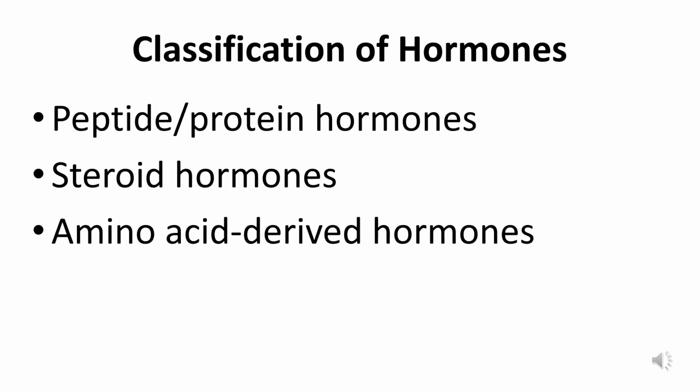Another major group is steroid hormones. These hormones are made from cholesterol. Unlike peptide hormones, steroid hormones can pass through cell membranes. They enter cells and directly influence genetic activity.